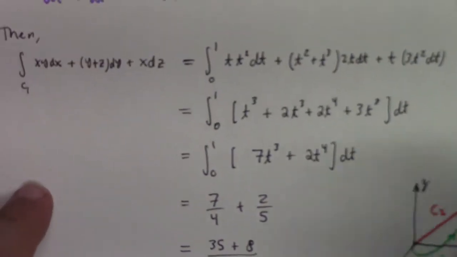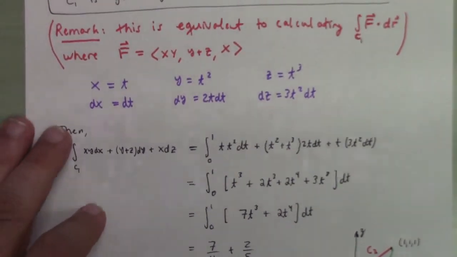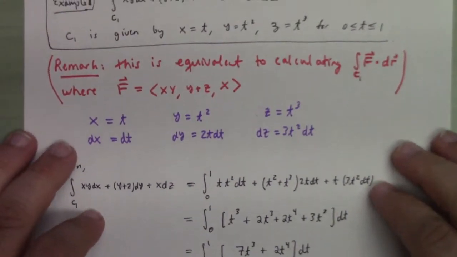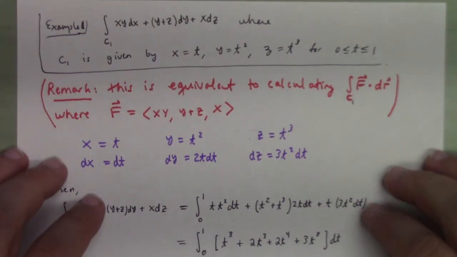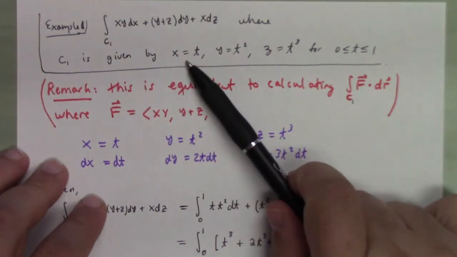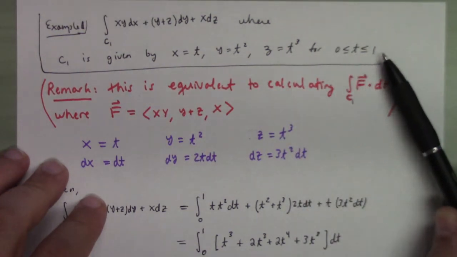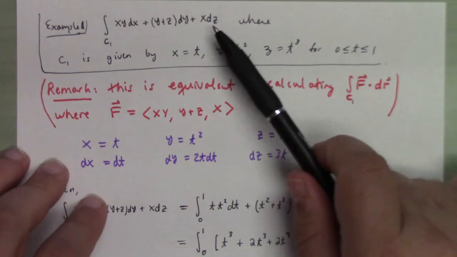And I took a couple minutes here to write out another example for you guys, because I thought it might be helpful. So here's a bonus example. I'm integrating xy dx plus (y plus z) dy plus x dz, where this curve C1 is given by x equals t, y equals t squared, and z equals t cubed for t from 0 to 1. So how do we calculate this integral?